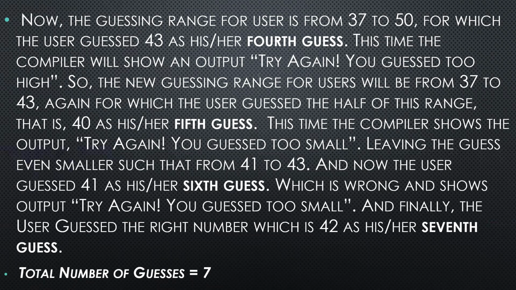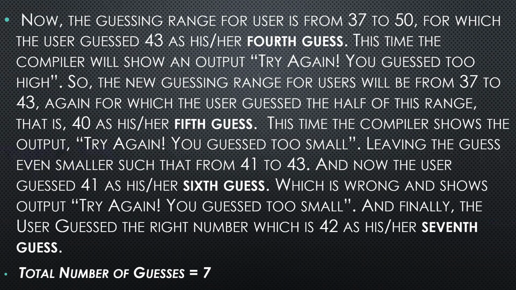This time the compiler shows the output: try again, your guess is too small, because 40 is smaller than 42. So now the user got to know that the range is from 40 to 43 only.